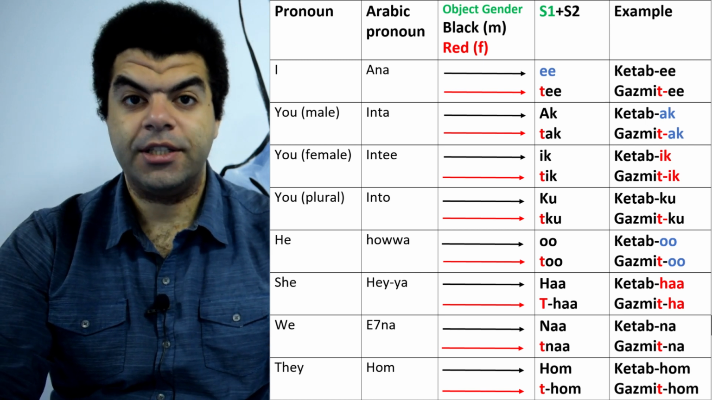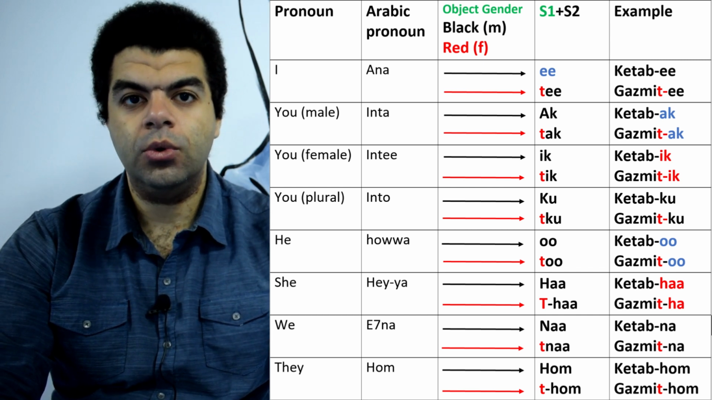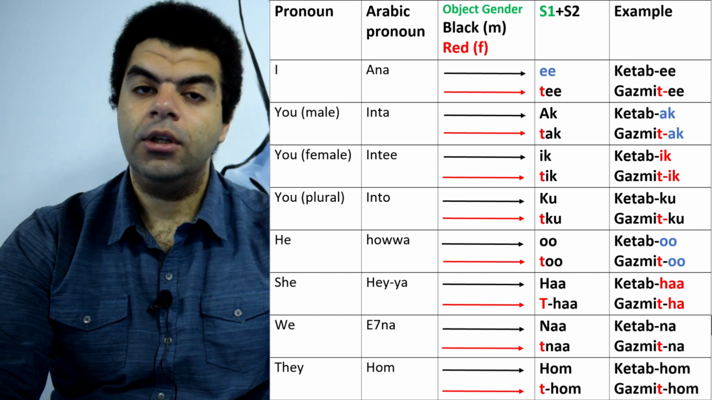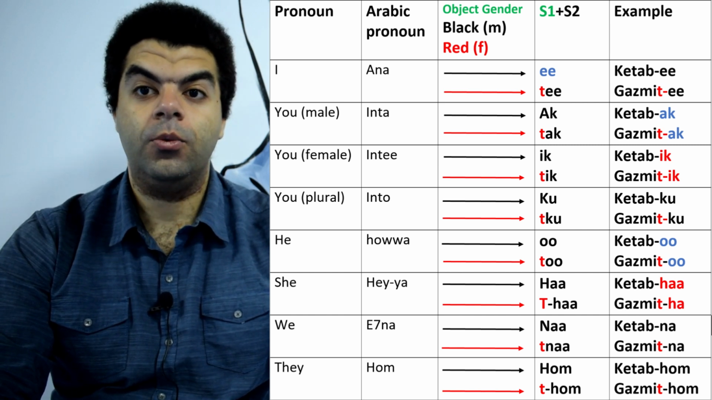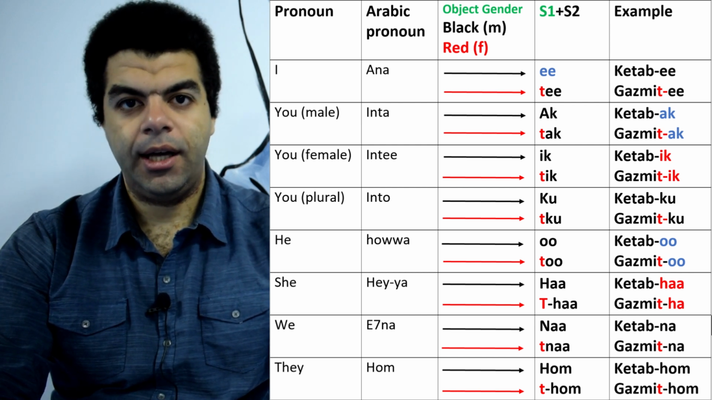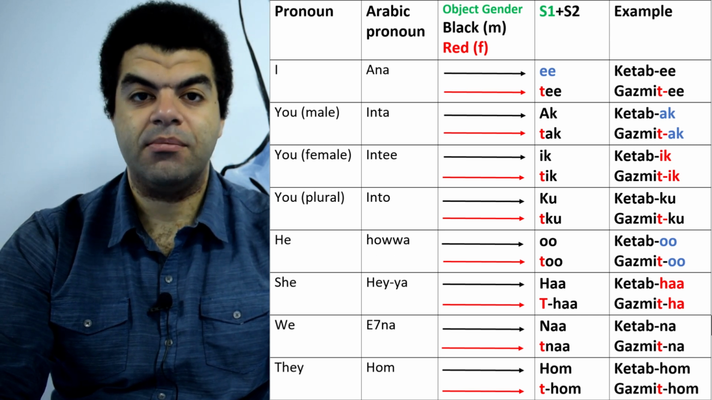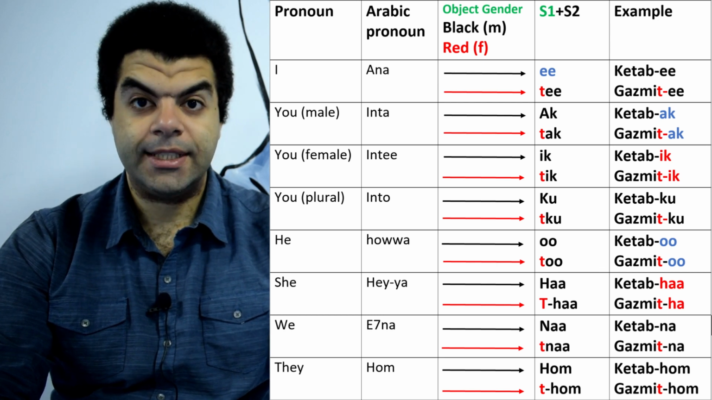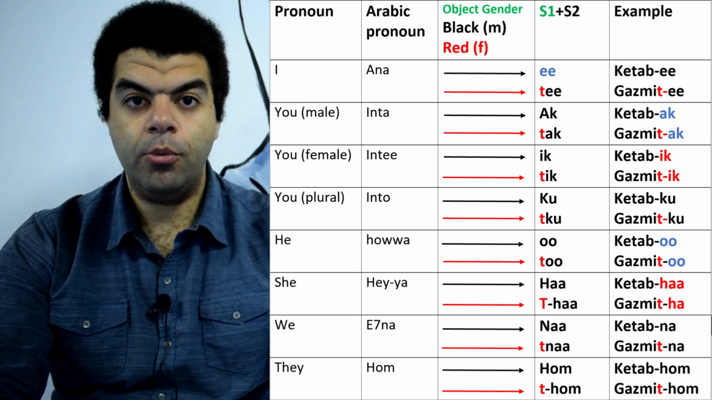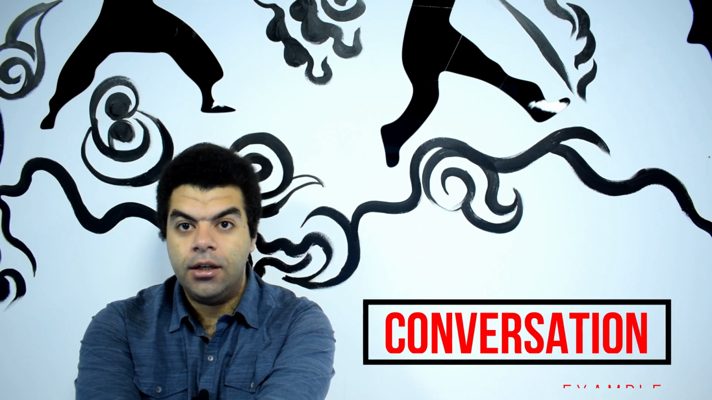And now to the easy part. His, we say u, and if the object is feminine, we say tu. So for example, gazmitu, ketabu. Her, we would say ha. So gazmitha, kitabha. Of course, there is no it in Arabic. Our, we say na. So gazmitna, kitabna. And their, we say hum, gazmithum, kitabhum.